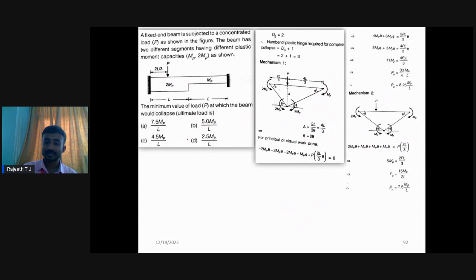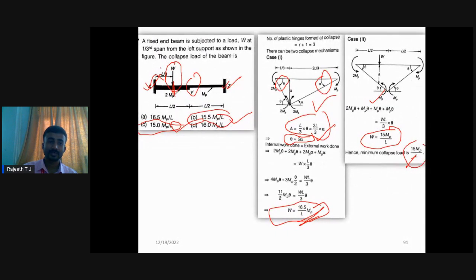So this is exactly similar to the previous problem again. Fixed end beam, here the distance is 2L by 3, whereas in the previous problem they gave us L by 3. The thing here is, we need to carefully calculate the deltas and also the MPs, that is, plastic capacities.